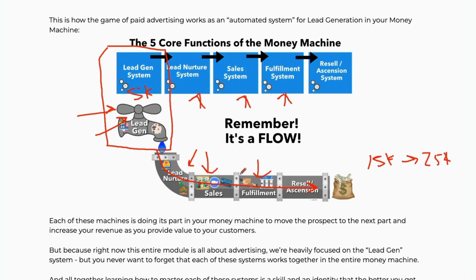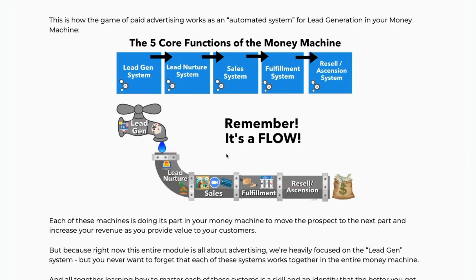If you think about it, Walmart does $500 billion a year in revenue. I think that's over $1.3 billion a day in revenue. If you actually do the math of that, it's insane. And so this is what we're talking about, the money machine, so that you understand the levels of this. Each of these systems within this machine is doing its part within your overall money machine to move the prospect to the next part, which is increasing your revenue as you continue to provide value to customers.